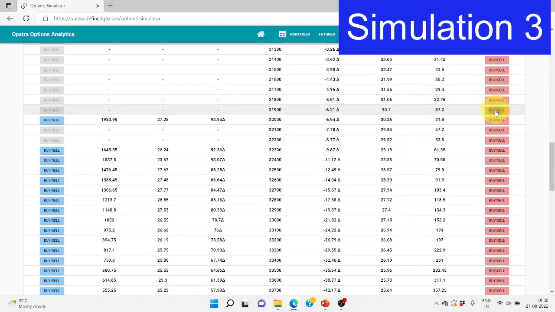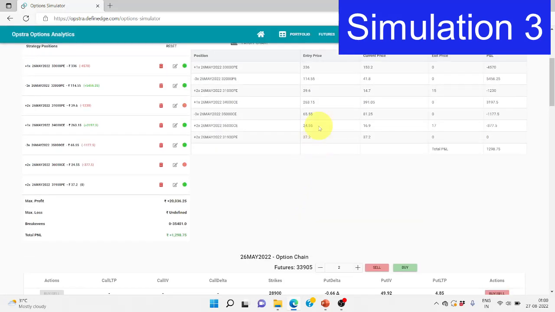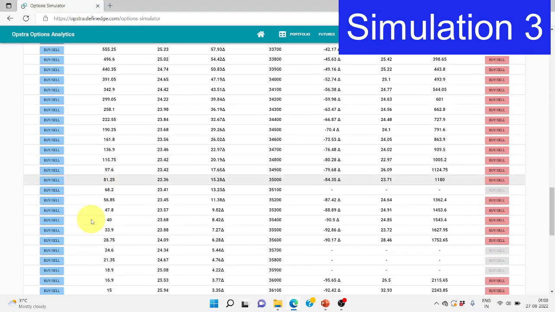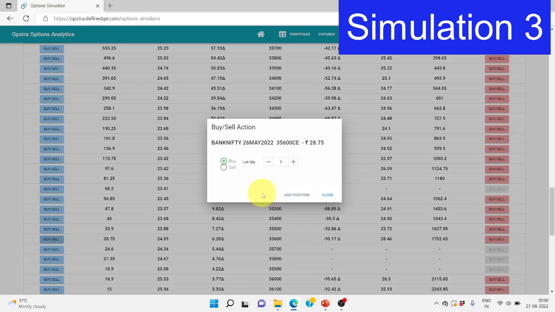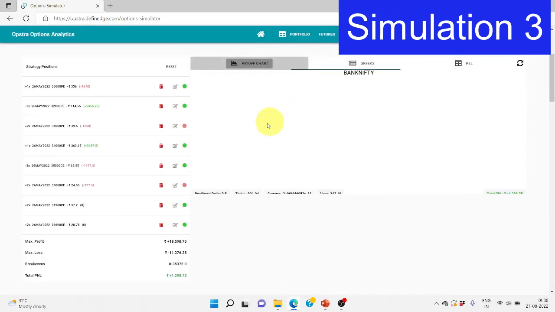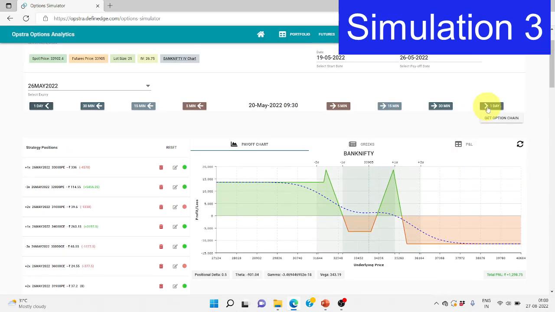If suppose 37, we'll say 2 lots, and the call side, what we had was 25 something. We'll see somewhere around 25 or 30. 28 is there. So once we do this, then we can see we are almost protected on this side, and on this side also only 11,000 loss.